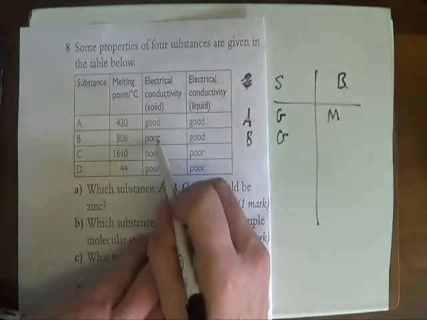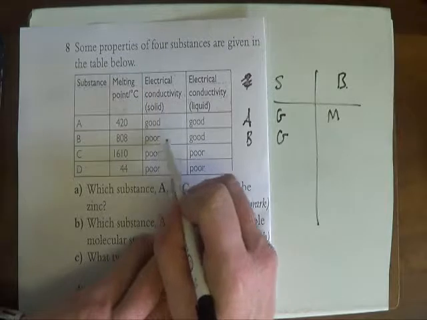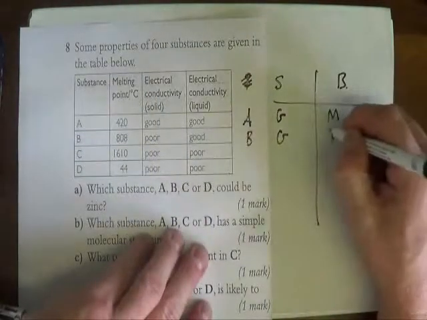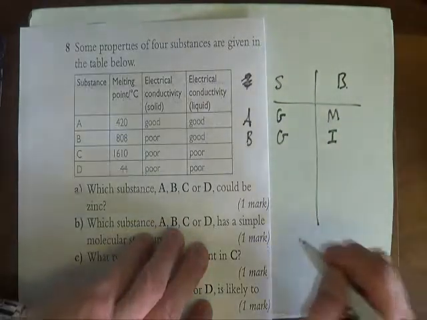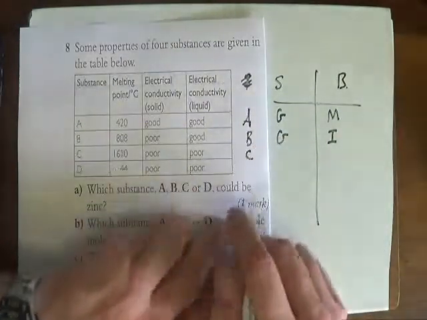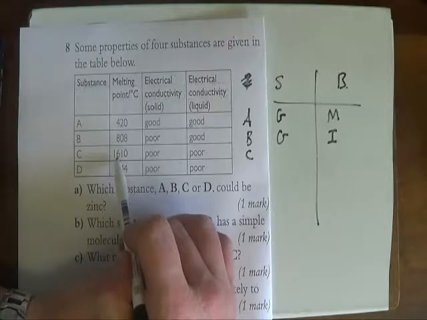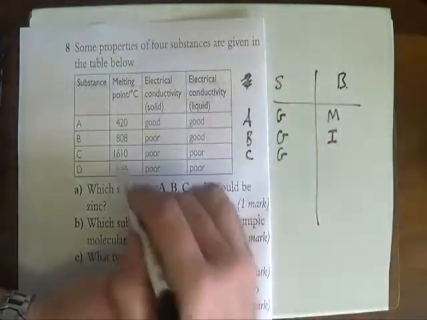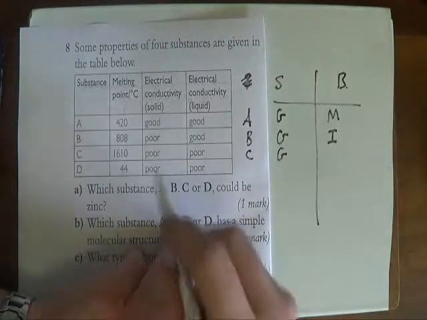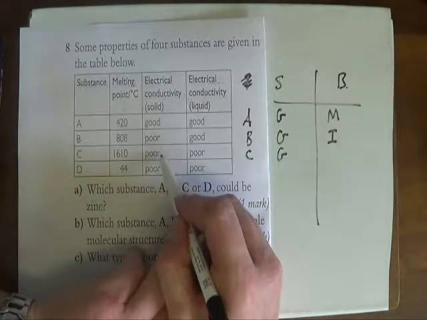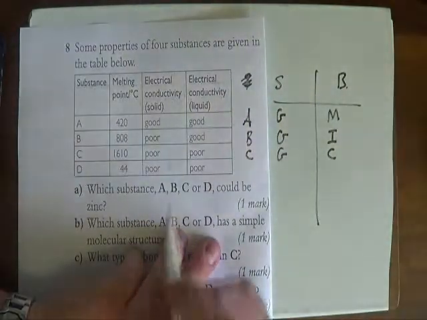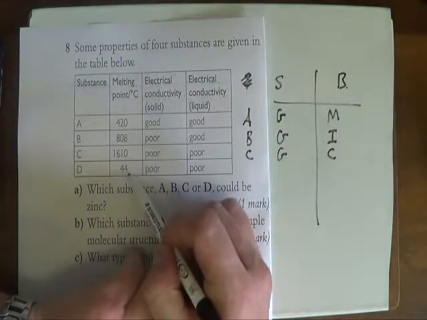Does it conduct as a solid? No, so that rules out a metal. Does it conduct as a liquid? Yes, it does, so therefore it must be ionic. It's got free ions at that stage. C, really high melting point, so I'm probably thinking giant, certainly. I'm probably thinking, because it's so high, it's giant covalent. Does it conduct as a solid? No. Does it conduct as a liquid? No, must be covalent. Really low melting point here.